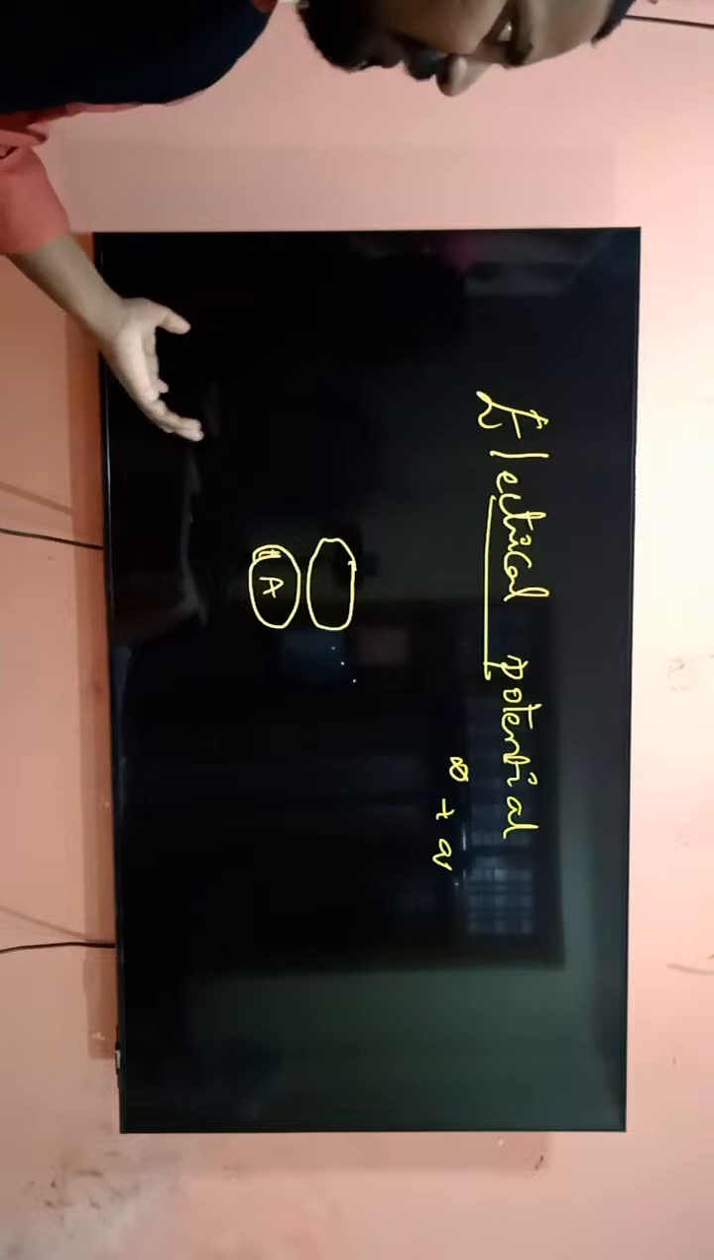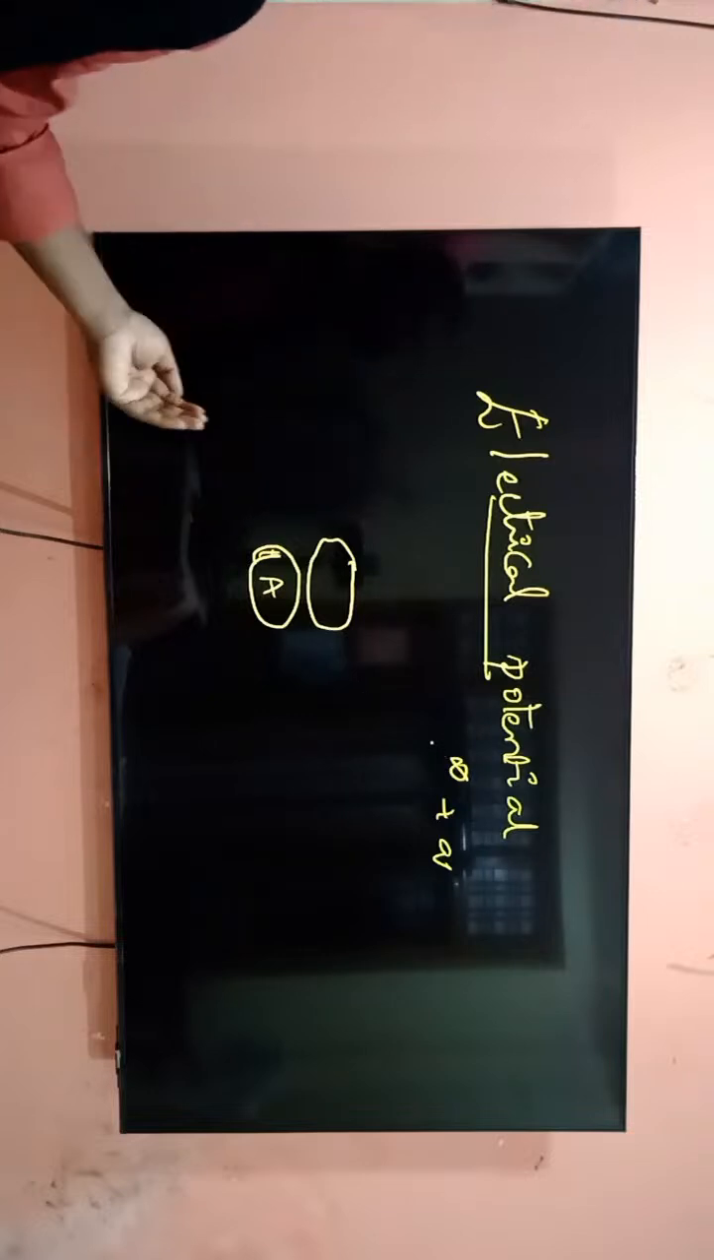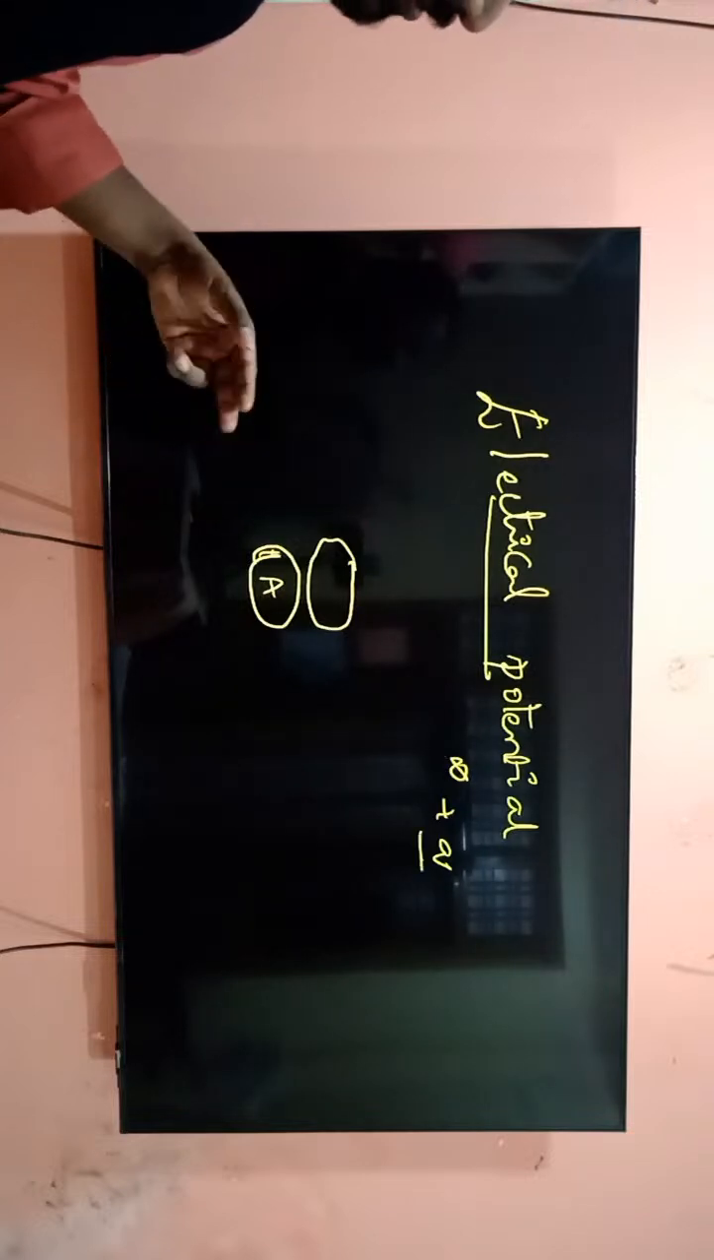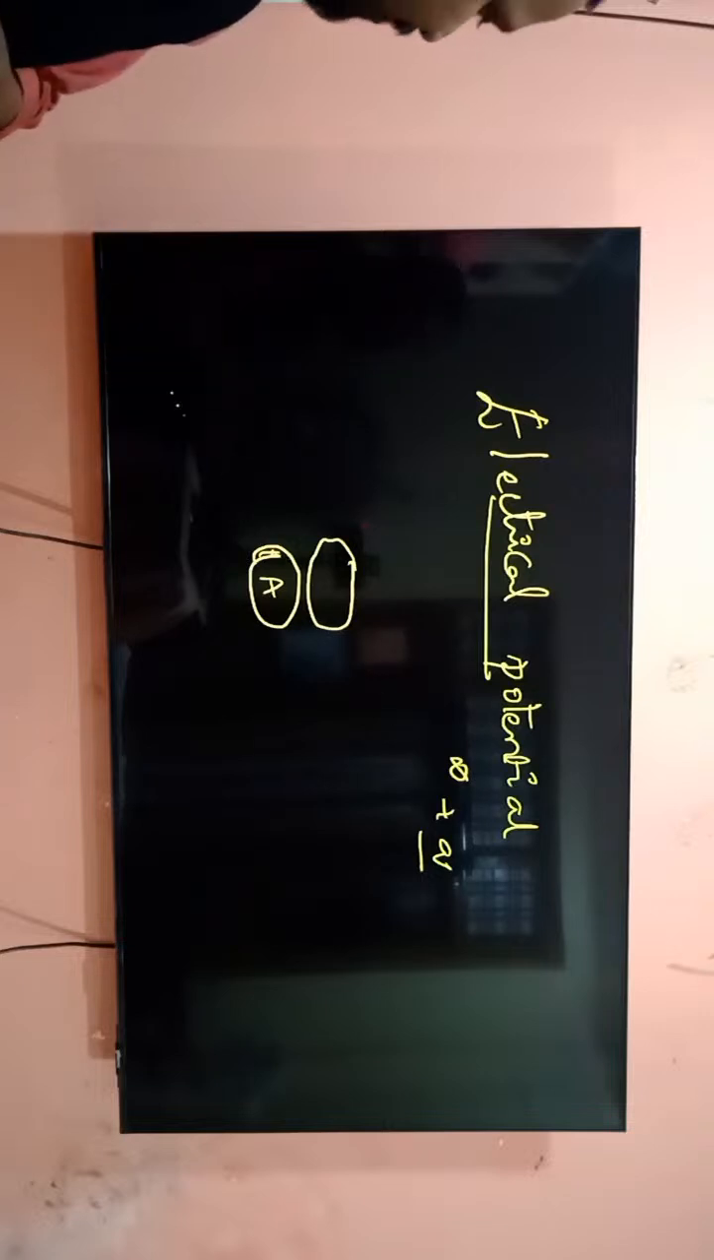So that is called electrical potential. Same SI units, everything will be same, but the definition is the work done to bring a unit positive charge from infinity to the required field. That is called electrical potential. So the unit will be the same, that is, the SI unit is volt, right?